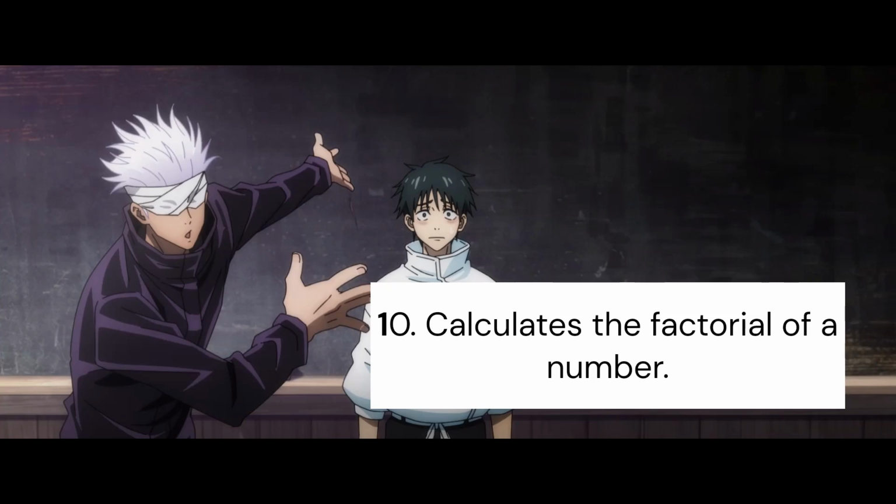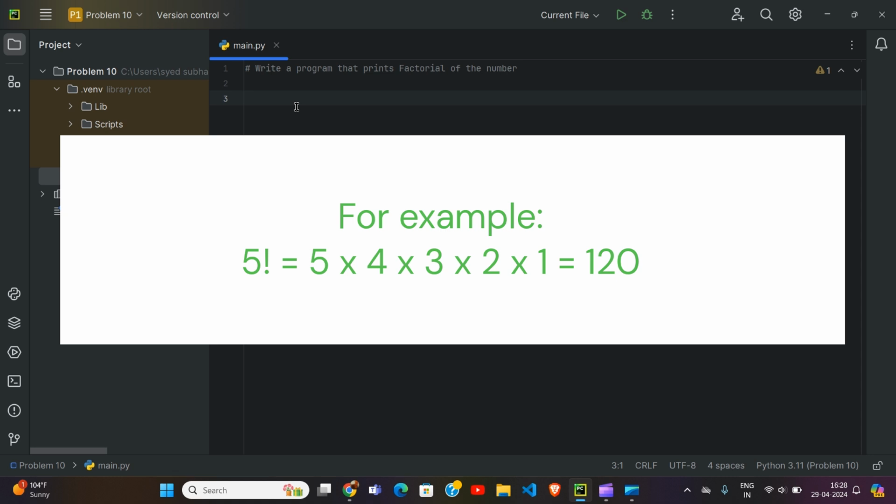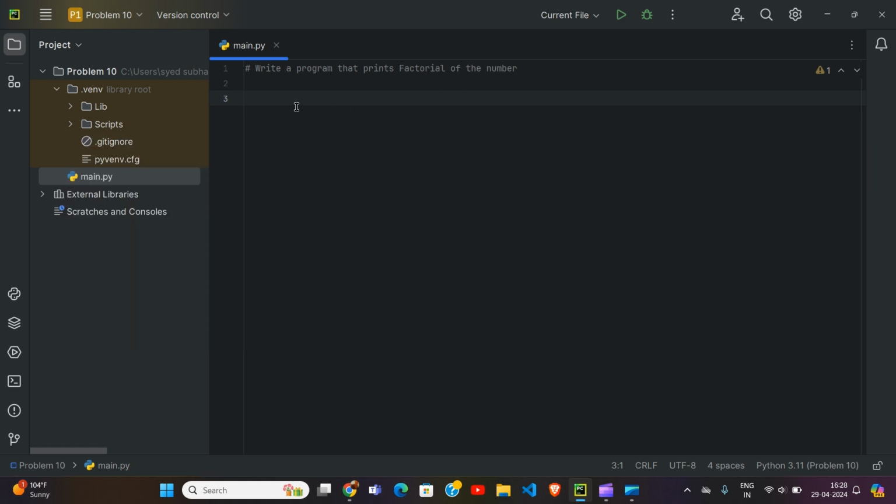Hey everyone! Today, I'm going to break down a Python program that calculates the factorial of a number. What is a factorial of a number? The factorial of a non-negative integer is just the product of all positive integers up to that number. For example, 5 factorial is equal to 5 into 4 into 3 into 2 into 1, which is equal to 120. Let's start writing our code.